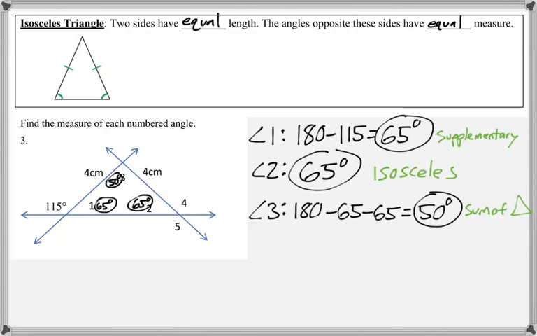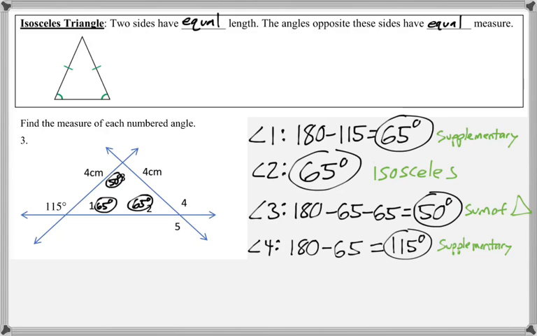Okay, so angle 4 and angle 2, these are supplementary because they make a 180 degree angle. So number 4, 180 minus 65, we get 115. And again, this is because they were supplementary.